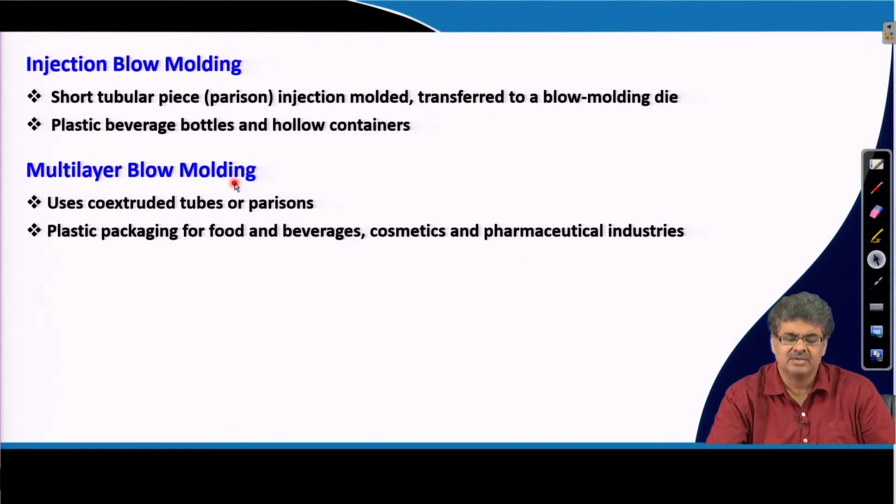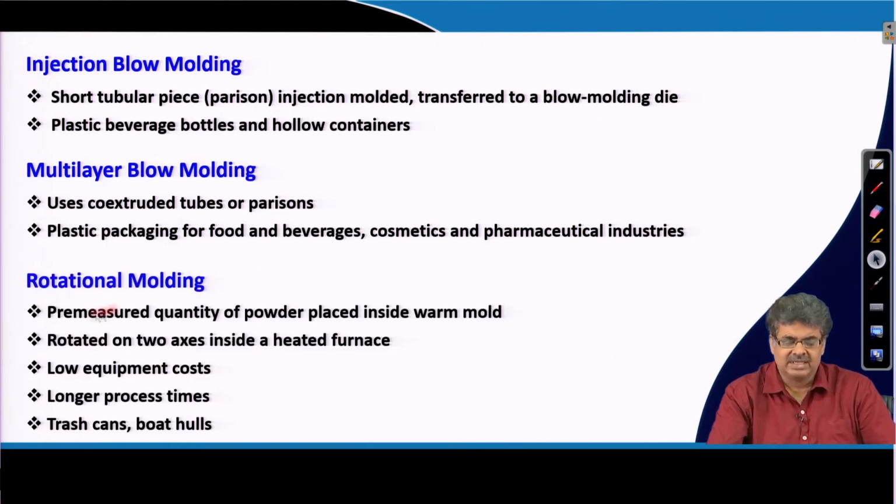Multilayer blow molding, we discussed blow molding, and in this case, like the extrusion, we basically extrude two or more layers one after another, and then using the same process we can make multilayer plastic products which are used for packaging material. Multiple layers are necessary for different purposes like barrier properties, hydrophobicity, oil repelling and so on.